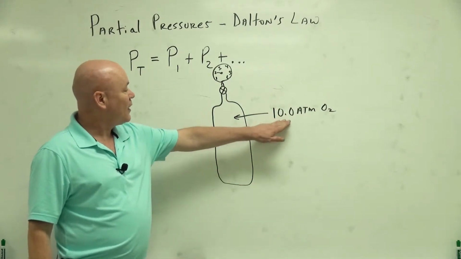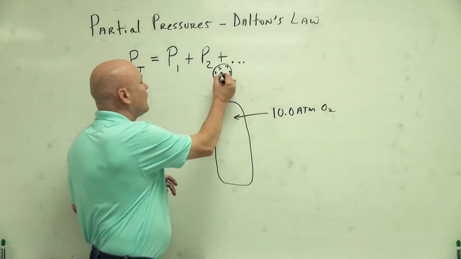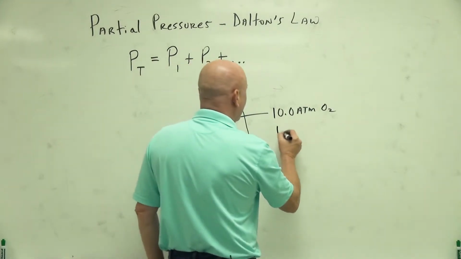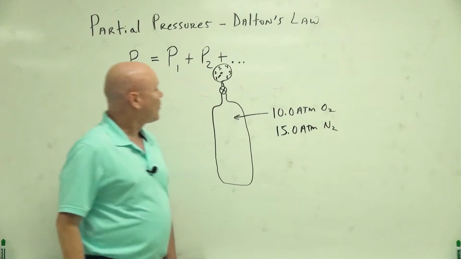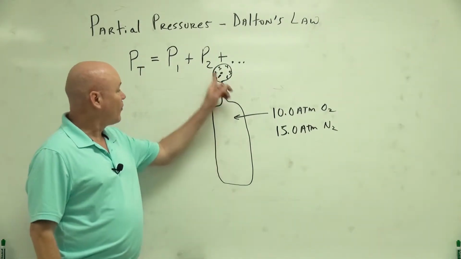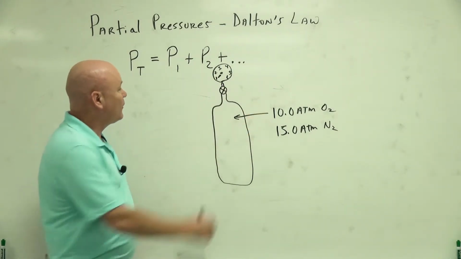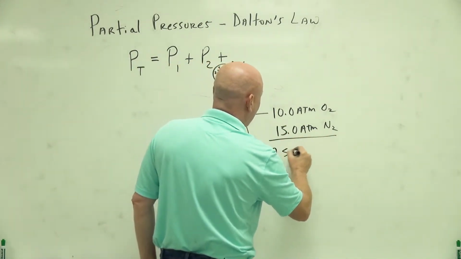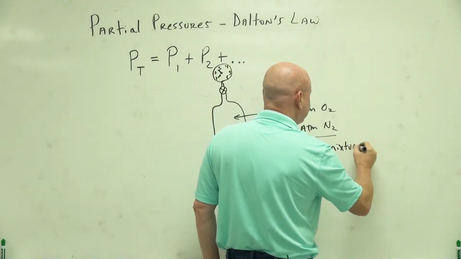Where do you think that the gauge would be now? Well, it would be sitting on 10 atmospheres. So what if we add in another 15.0 atmospheres of nitrogen? Where do you think that needle's going to go on the pressure gauge? Well, it's going to go from 10 to 25 because you're adding another 15 on top of it, and so our gauge ends up going to 25 atmospheres. And this is for the mixture.